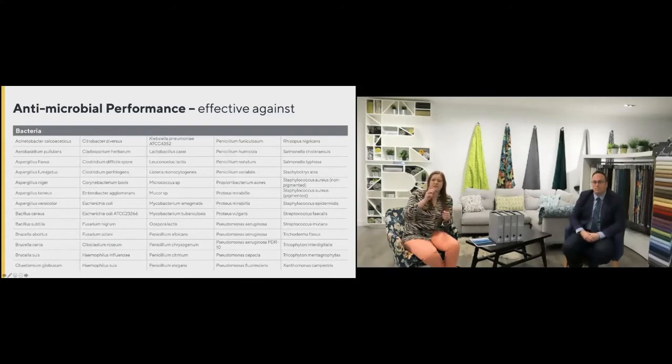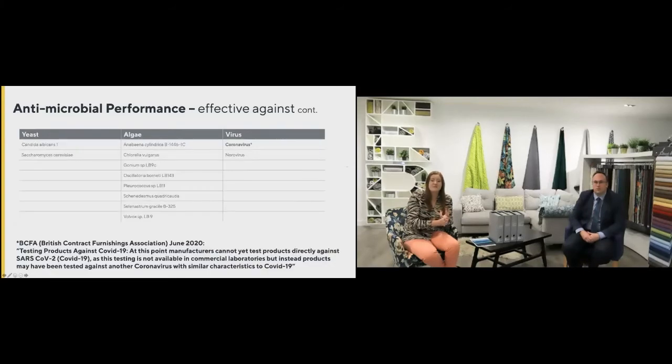So I think there's a list of bacteria, there's yeast, there's algae, and of course there are key viruses it's been tested for, most notable for healthcare settings, norovirus and coronavirus, though we will add the provision that it has been tested for feline coronavirus, because at the time of testing, you couldn't get COVID-19 for commercial testing. However, it's supposed to be very comparable.